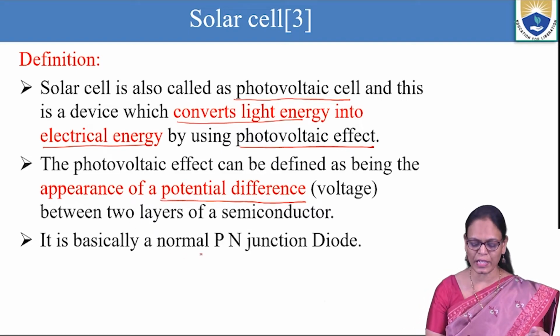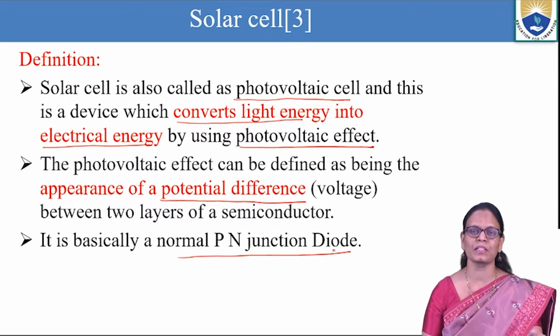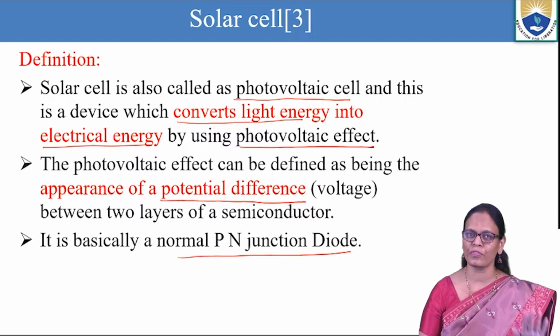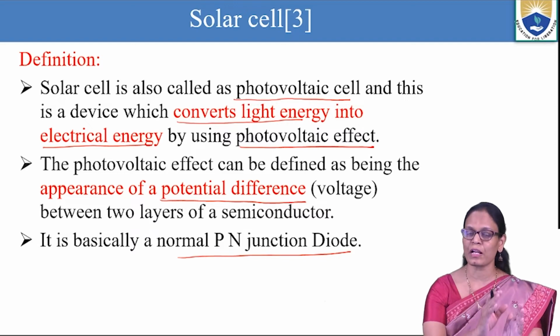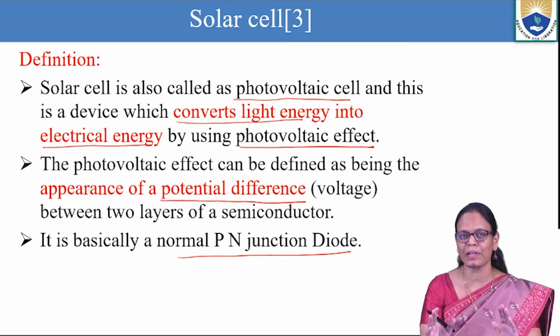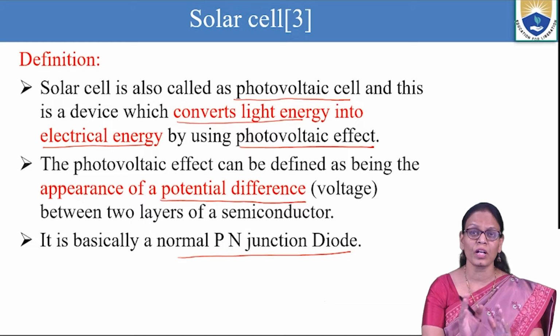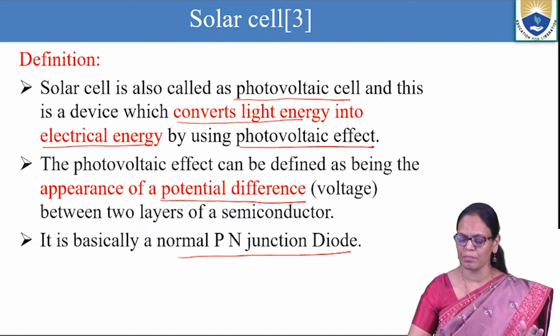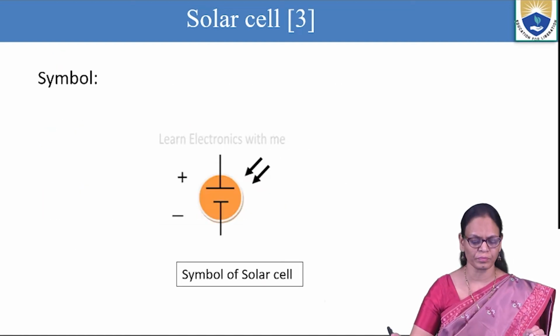And it is basically a normal PN junction diode. We have discussed in detail about the PN junction diode. So if you see its basic structure, it is a PN junction diode. It means we take a P-type material and N-type material and then combine them by different methods to make a PN junction. So we use one of the methods to make a PN junction diode. So it's a normal PN junction diode.